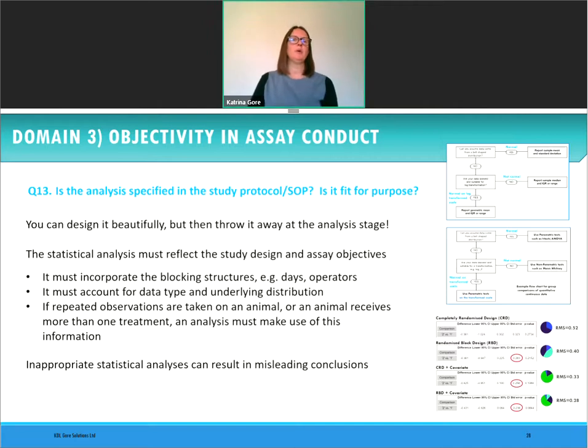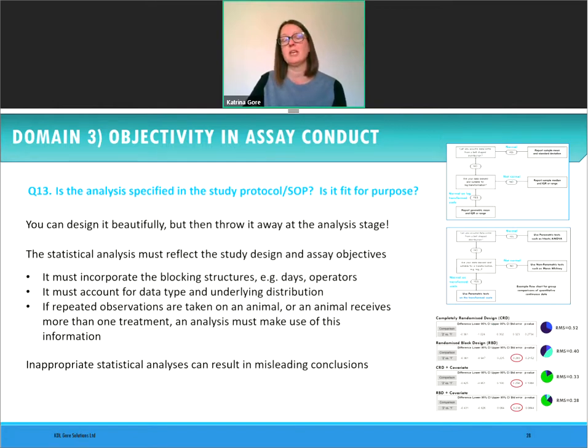And then finally, we're talking about analysis, and I've already alluded to this, that we need to specify the analysis, or at least have thought about it. You don't need to have specified it in full detail, but think about the analysis before you've collected the data. You can design a beautiful experiment and then throw it away at the analysis stage. The analysis must reflect the study design and the objectives. It must incorporate the blocking structures that you've got in there: days, operators, rigs.